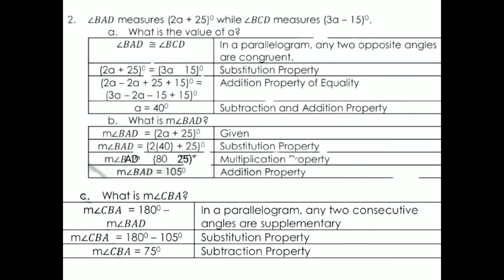Okay? So nakuha na natin yung value ng BAD, which is 105, so we just have to substitute through substitution property. So angle CBA is equal to 180 minus 105 degrees. Through substitution property, angle CBA is equal to 75 degrees, and that is the value.